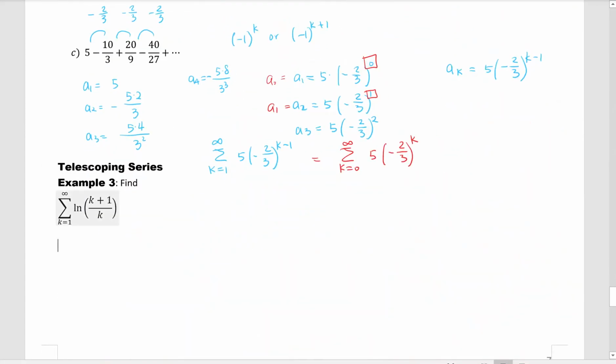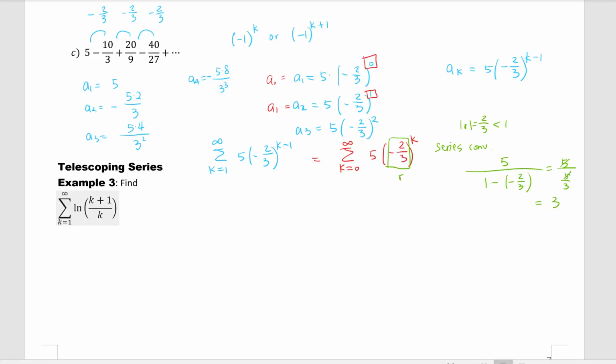All right, so here, this is my R. You can see the absolute value of R is 2/3, which is less than 1. So this series converges. It converges to the first term over 1 minus the ratio. The first term is when you plug in k is 0, so you have 5 as the first term. 1 minus the ratio, which is negative 2 over 3, so that is 5 over 3. They cancel, so the answer is 3. Okay, everybody? So the answer is 3 for that problem.